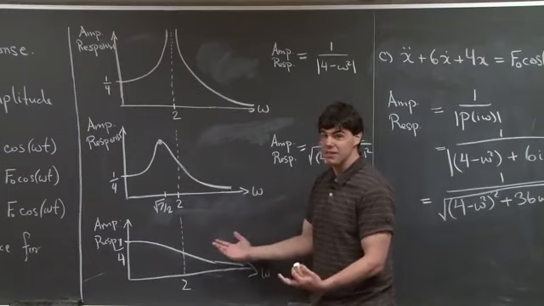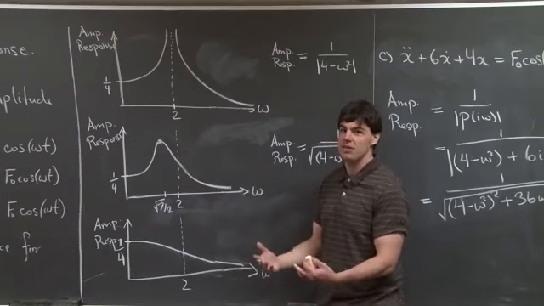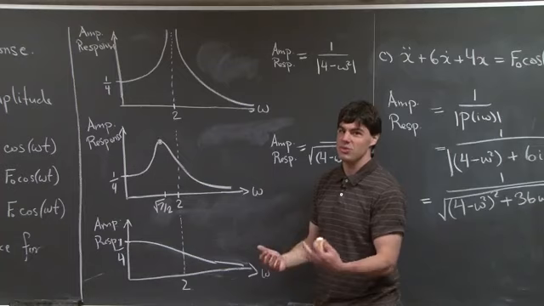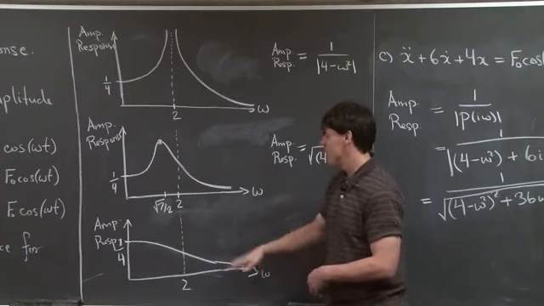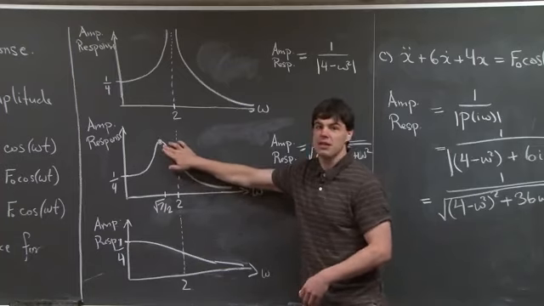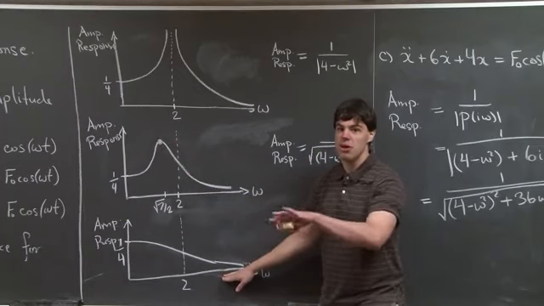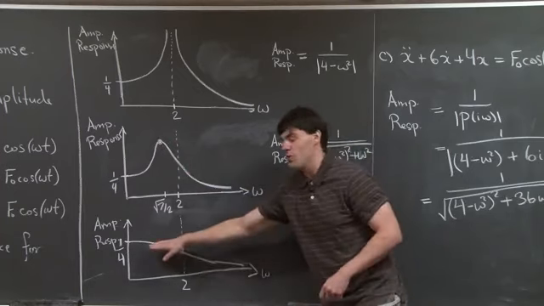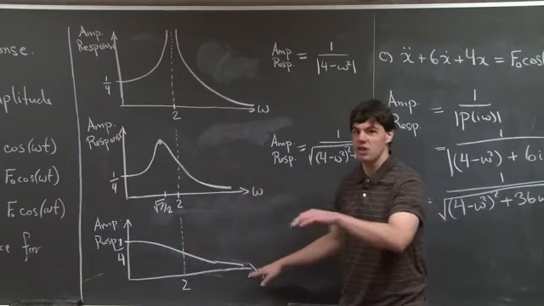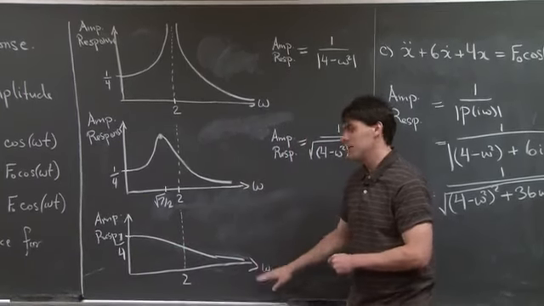And then lastly, when we increase damping even further, so we had the 6x dot term, the presence of a peak disappeared. And in fact, the amplitude response just monotonically decayed from 1/4 to infinity. So it just constantly decreased to 0.